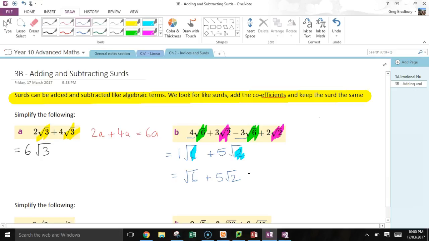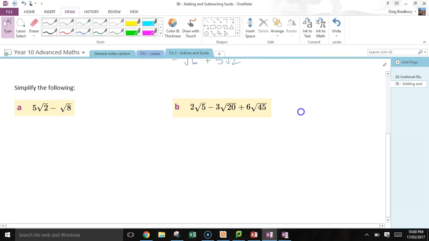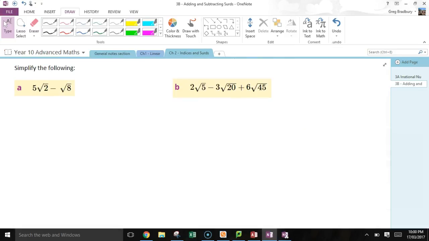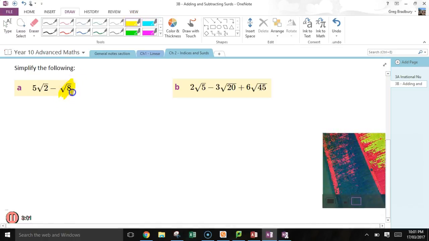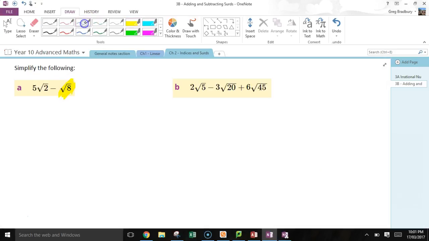Now, I'm going to move on to slightly trickier ones down here. This is simplifying again, so we're looking for like surds. Just looking at this, they look completely different, with different numbers under the root signs. So you might think that no, we can't do anything. It's not the case, as if you look back to our first section, 3A, you can actually simplify this root 8 here. We'll do that first, because that'll actually create a like surd for us.